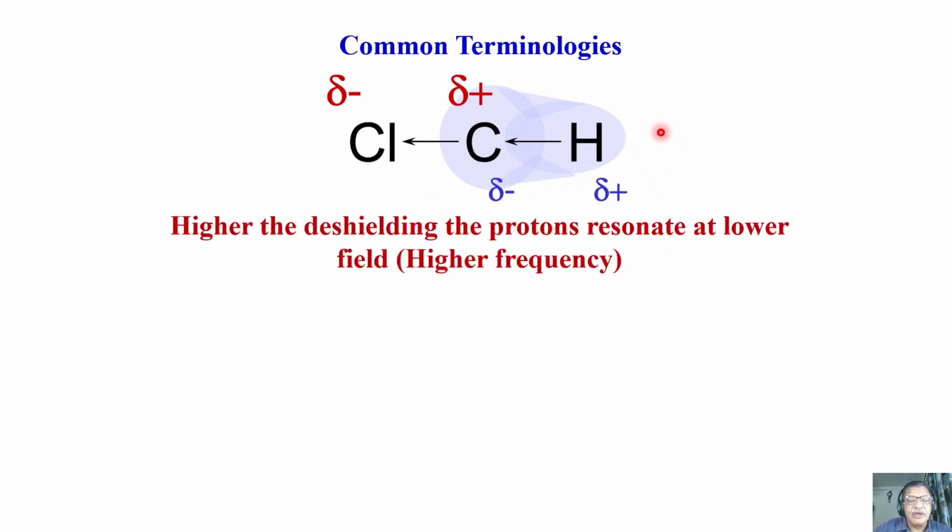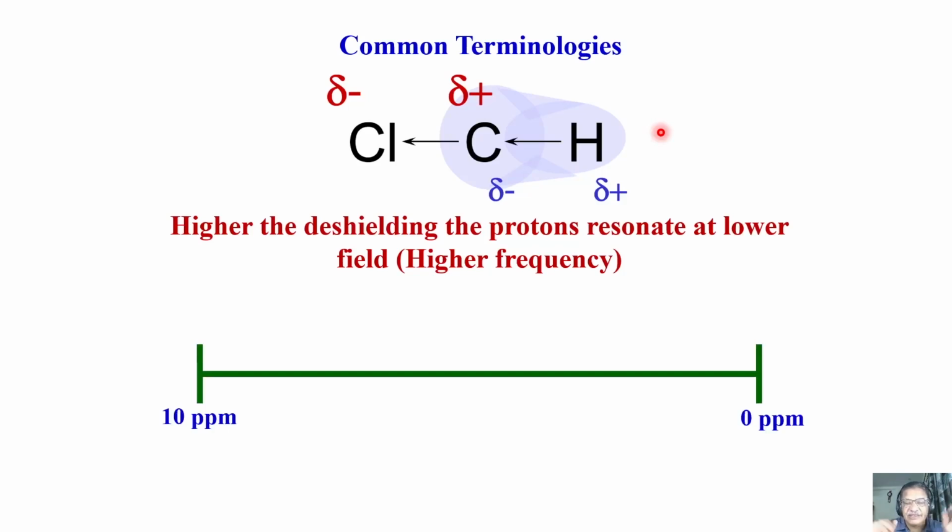Now, with this, let us see what is happening for shielding of protons and where it comes. In a 0 to 10 ppm scale, remember I said the proton spectrum comes more or less all the time in the region of 0 to 10 ppm.